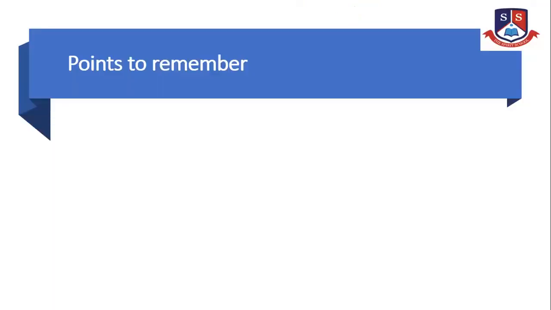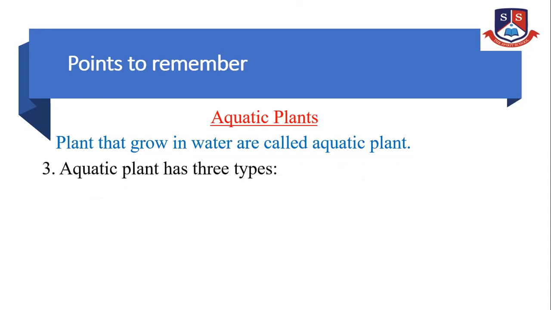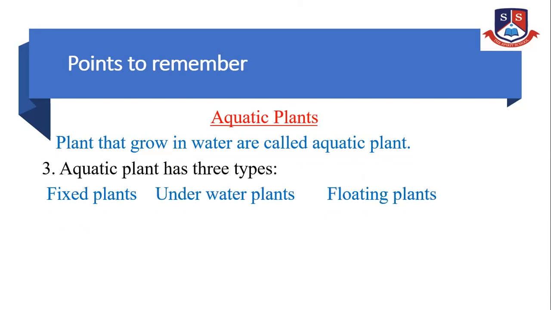Points to remember: Aquatic plants. Plants that grow in water are called aquatic plants. How many types of the aquatic plants? There are three types of the aquatic plants. Number one, fixed plant. Number two, underwater plant. Number three, floating plants.